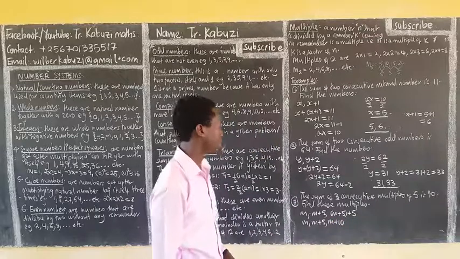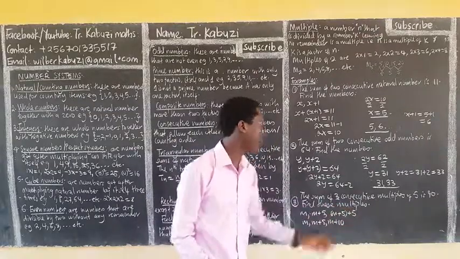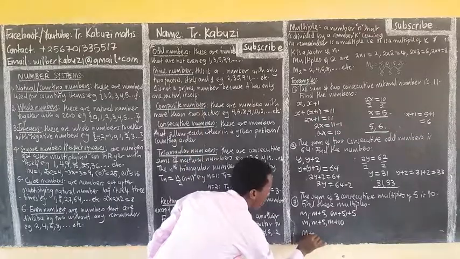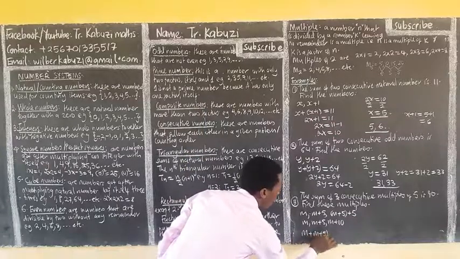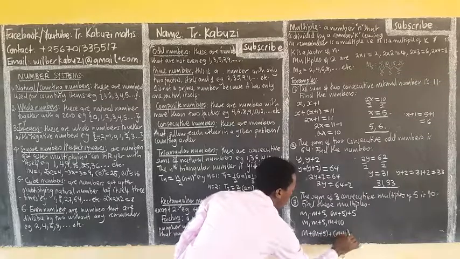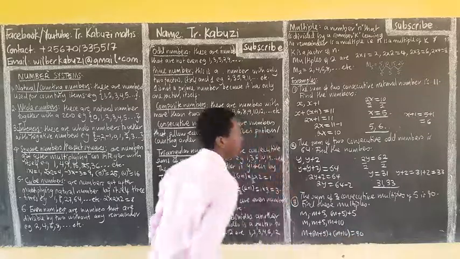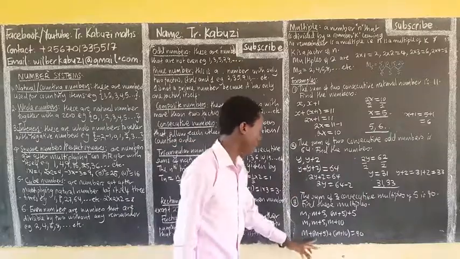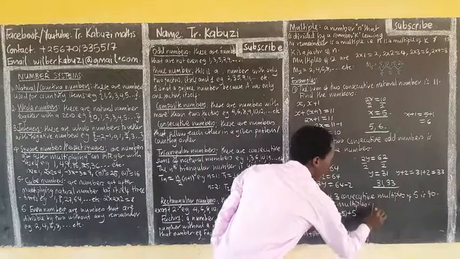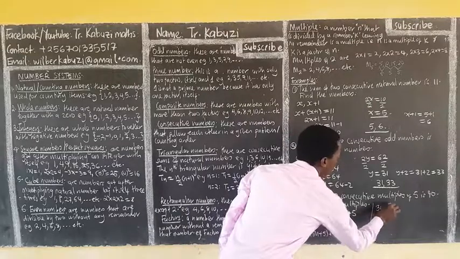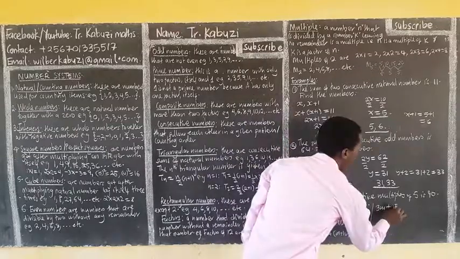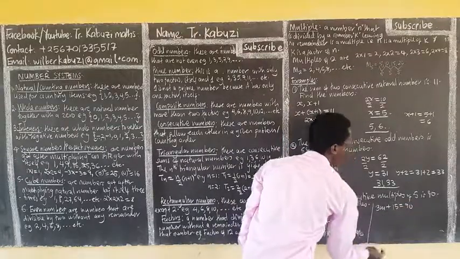Now they are telling me that their sum is 90. So when I add them, the sum is 90. So m plus m plus m, we get 3m. Now we get 3m plus 5 plus 10. I get 15, equaling 90.